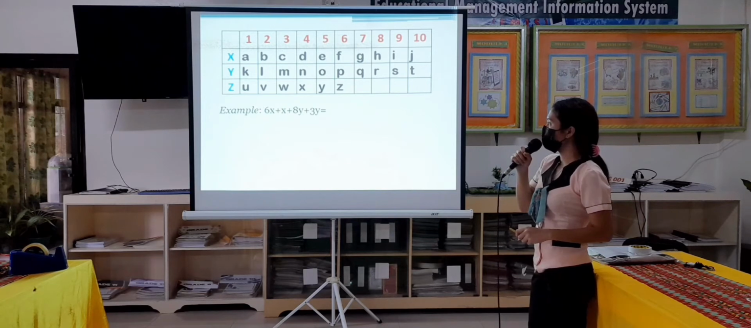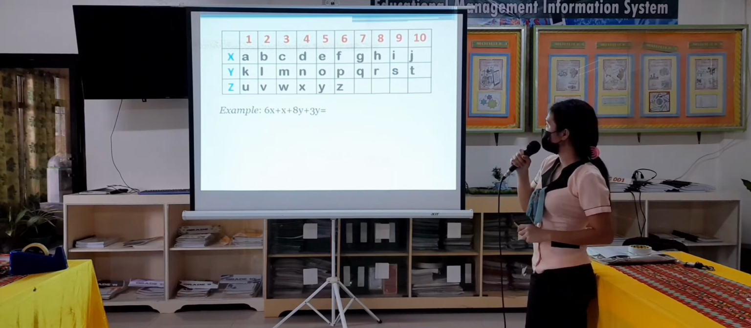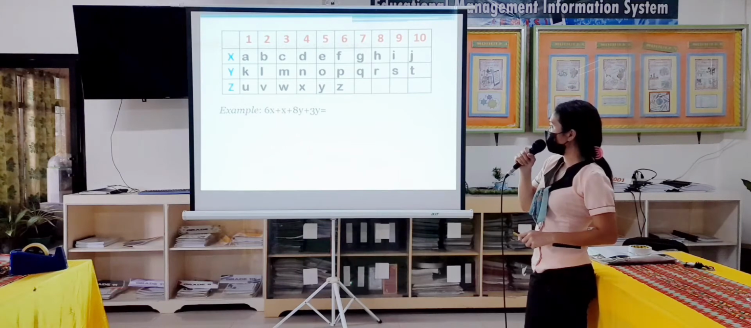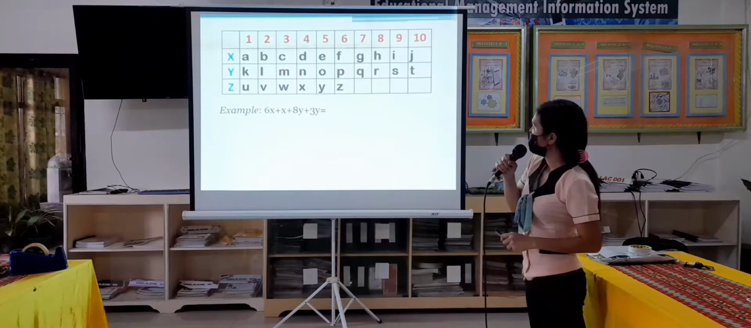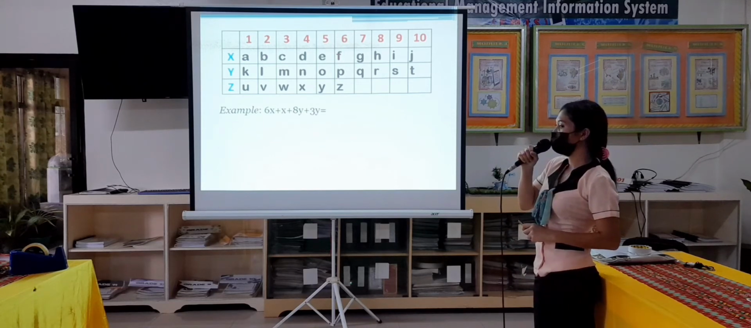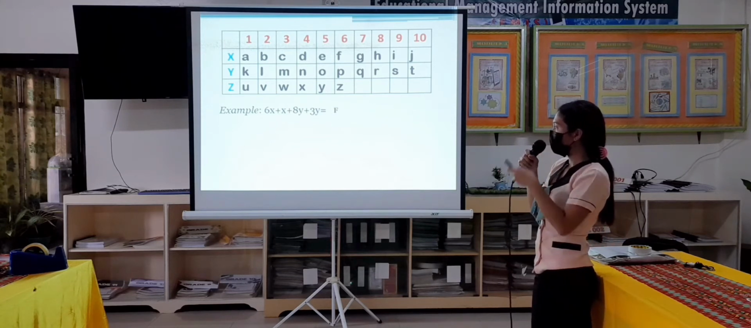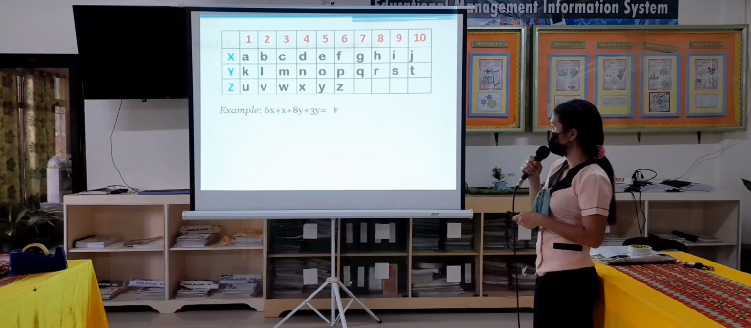So first, we will find 6x. So here in the table we will find the 6. So the letter might be in this column, and then the variable which is x. So the letter that coordinates 6x is letter F. Yes, letter F. So next is x.